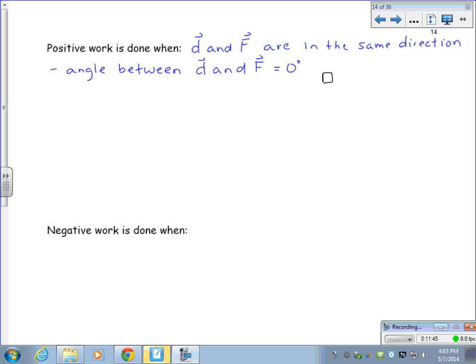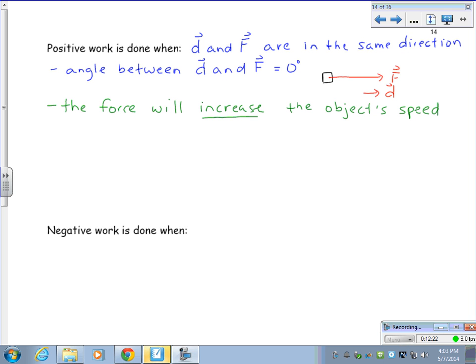So there's my free body diagram with my force, and my displacement is in the exact same direction. So there's no angle between them. The angle between them is equal to 0. When you have positive work being done, the force that's causing the work to be done will increase the object's speed. Another way that you can think about that is that energy is added to the object.